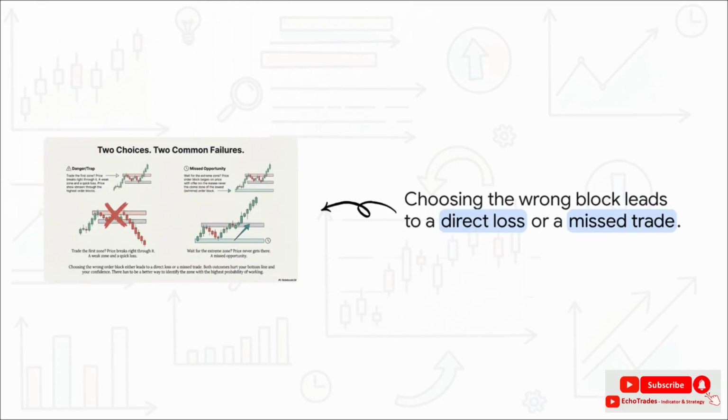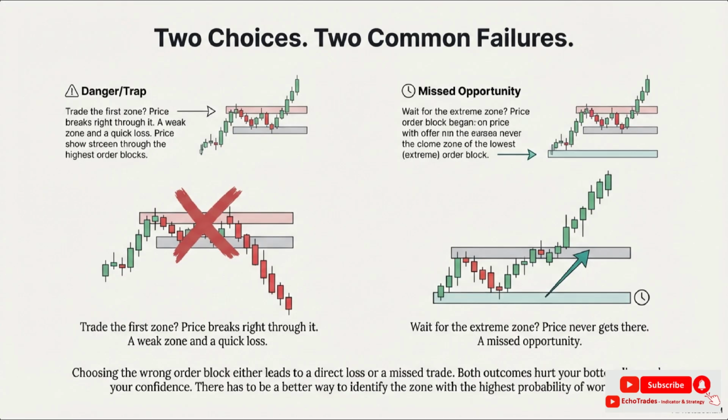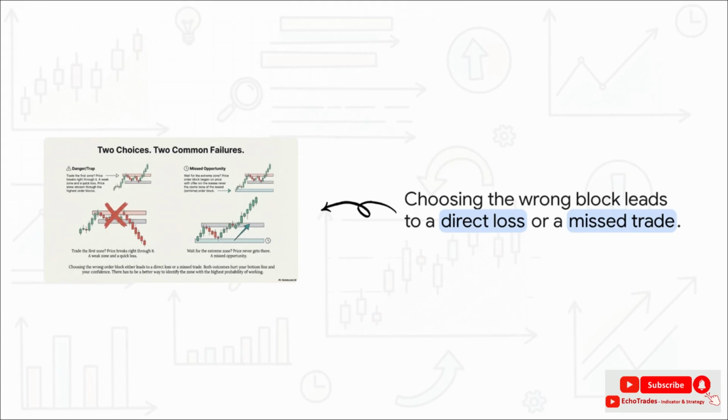And usually this whole situation leads to one of two, well, pretty painful outcomes. On the one hand, you could jump in on that very first zone you see. But what happens? Price just slices right through it. Boom, a quick loss that totally shakes your confidence. Or, on the other hand, you decide, you know what, I'm going to be patient. I'm going to wait for that extreme, that lowest zone. But price never even gets there. It just takes off without you. A totally missed opportunity. And let's be honest, both of those outcomes, they really, really hurt.